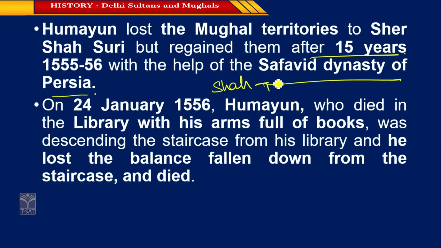He lost his territories to Sher Shah Sur, and he lived for 15 years in the court of Shah Tahmasp, the ruler of the Safavid dynasty of Persia. After winning back his power, Humayun built a grand library in Delhi. Unfortunately, he fell down from the very library he built to celebrate his victory and died.